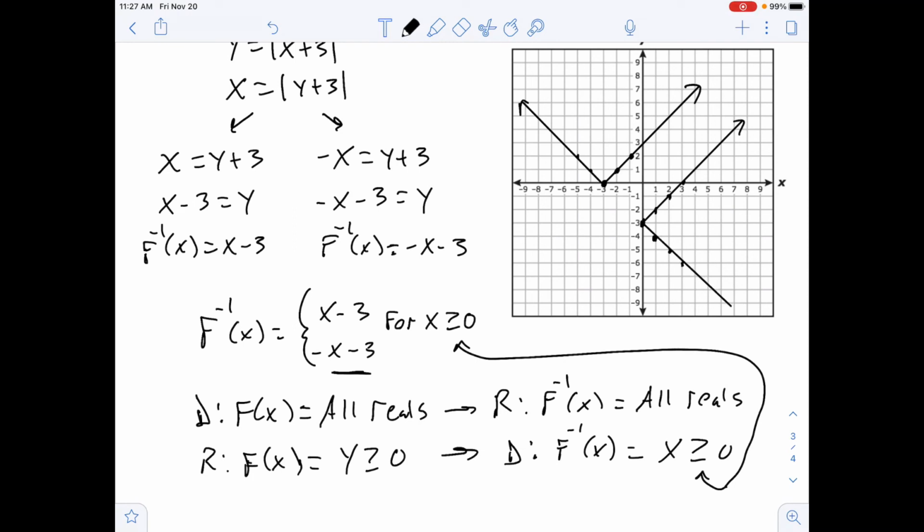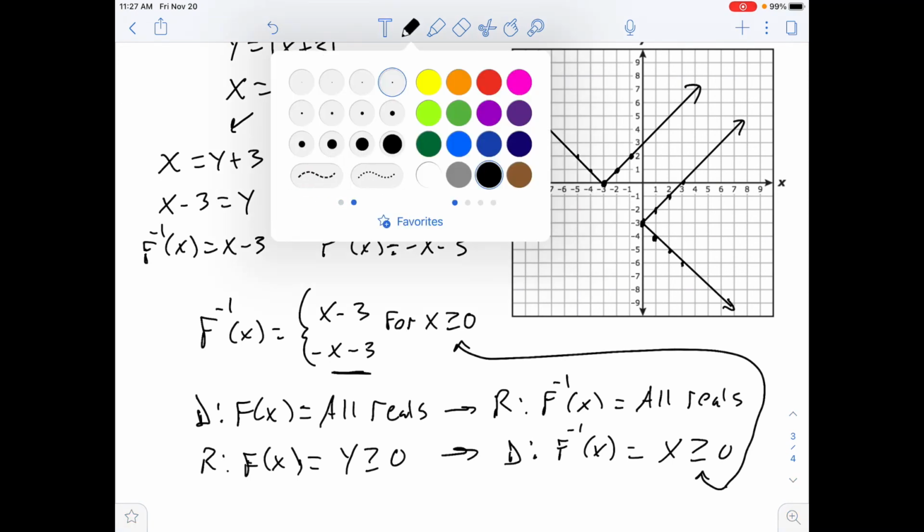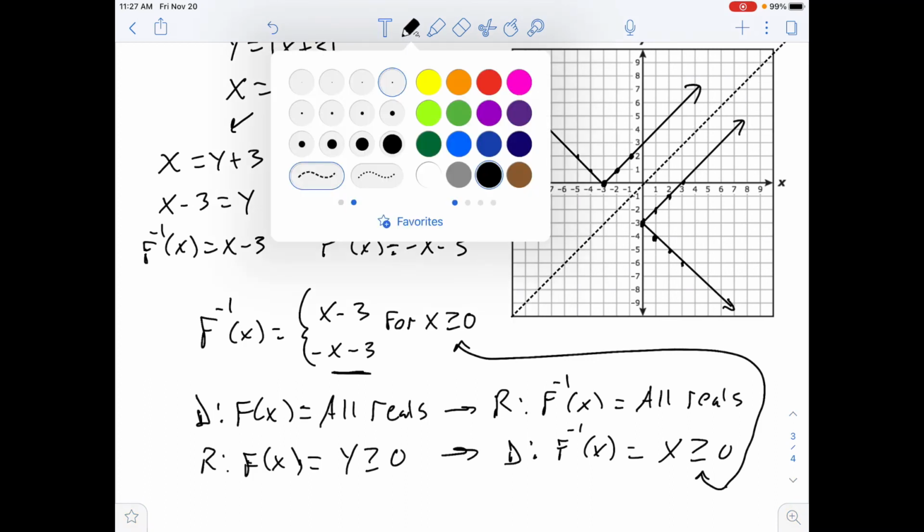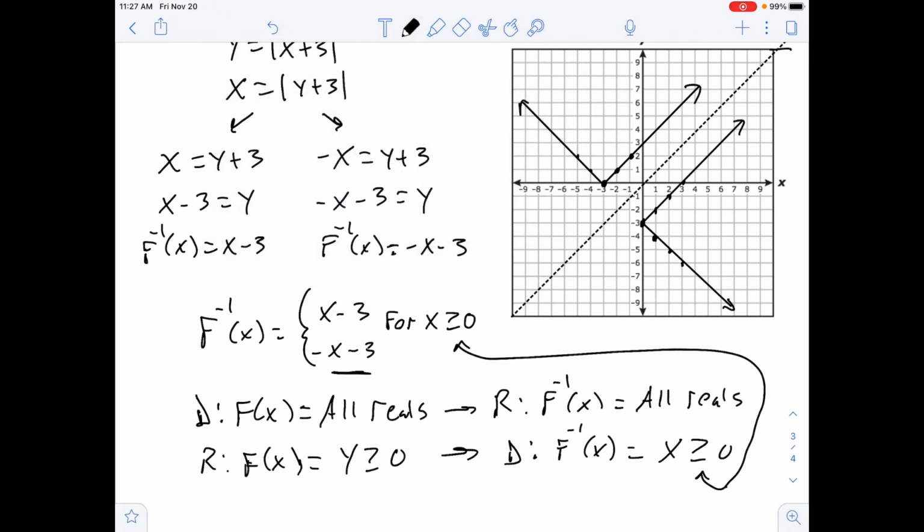Pretty close. And now, if I draw my line, so y is equal to x, the symmetric line, you can see that if I were to fold it on this line, all of these points, everything would overlap. It's symmetric to the line y equals x. But again, this domain and range piece is important because graphing the inverse, you have to make sure you're adhering to what the domain restriction is.